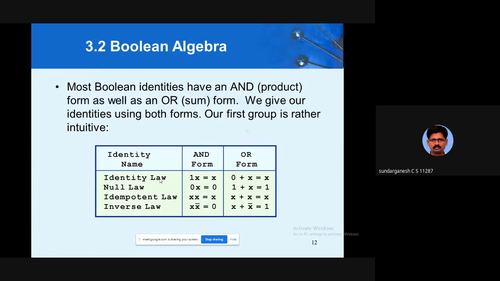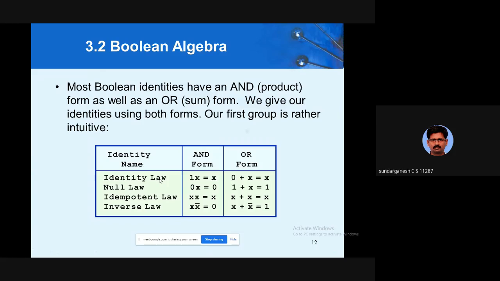In the OR form, it is also identity law. 0 plus x equal to x, with 0 plus 1 equal to 1, 0 plus 0 equal to 0. So whatever is the value of x, it will be present there. So this is identity law.